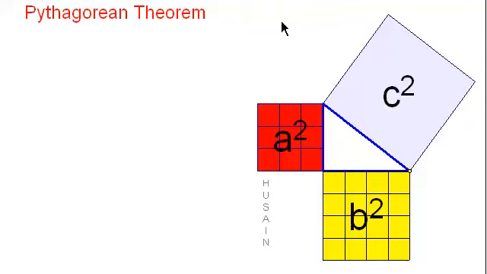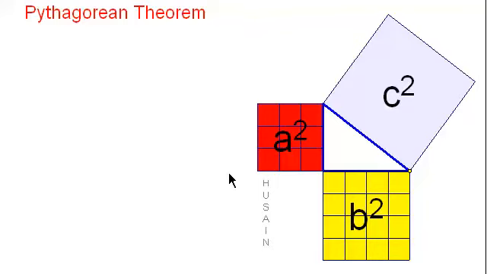This video will discuss Pythagorean triples. A Pythagorean triple is a set of three natural numbers that satisfies the Pythagorean theorem.